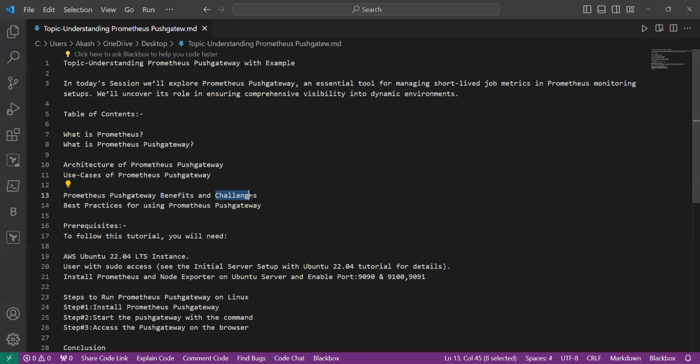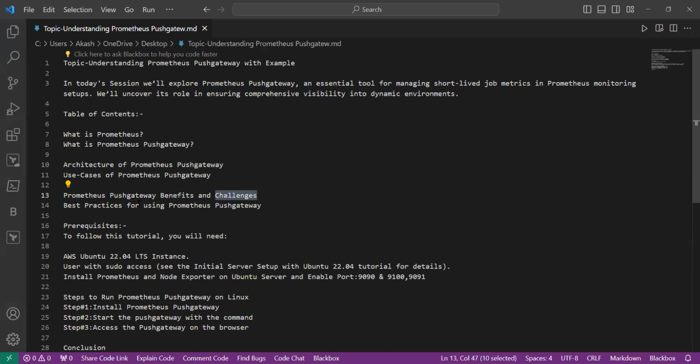Now let's learn about some challenges of using Prometheus Pushgateway. By using Prometheus Pushgateway, there is an increase in complexity, which introduces additional complexity to the monitoring infrastructure compared to traditional scraping methods, potentially requiring more careful management and monitoring. And there is a risk of stale data, which means metrics pushed to the Pushgateway may become stale if not updated regularly, which will lead to inaccurate monitoring and analysis.